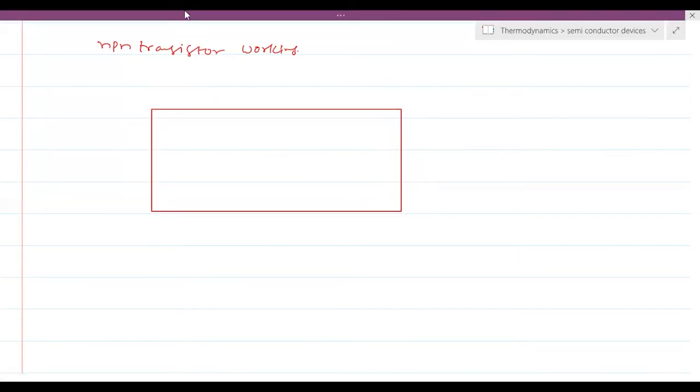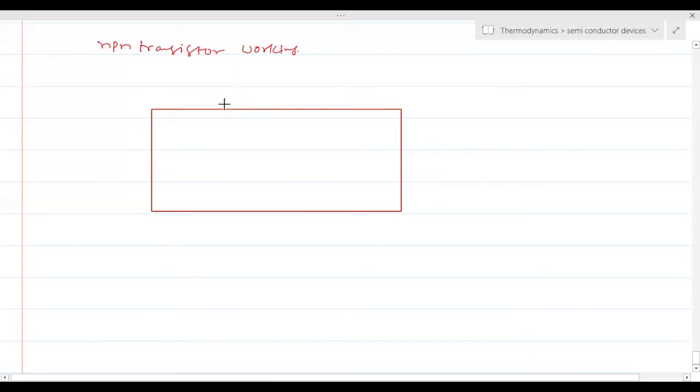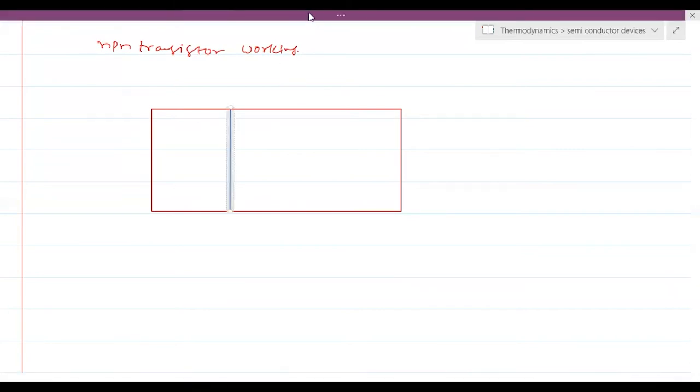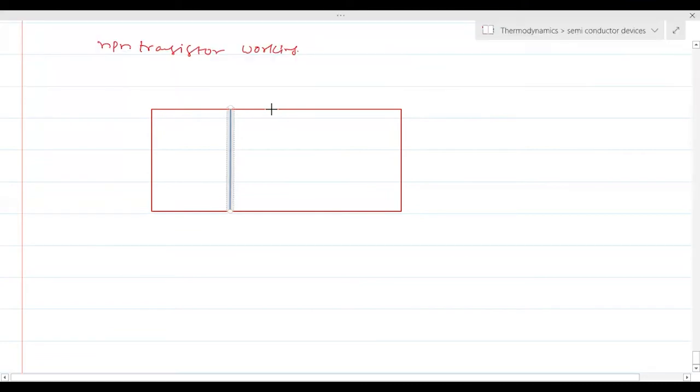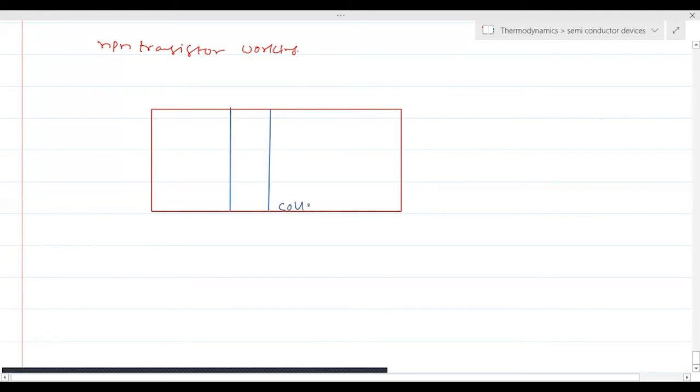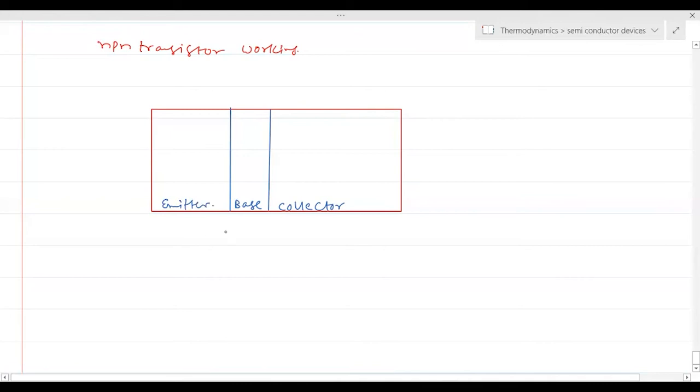Suppose I am taking this is a transistor. In the transistor, we are taking the emitter, the base, as well as the collector. We are giving more area for the collector because it has to collect the charge carriers. So we have less area for the base. The base will act as the bridge between emitter and collector, and we are taking moderate area for the emitter.